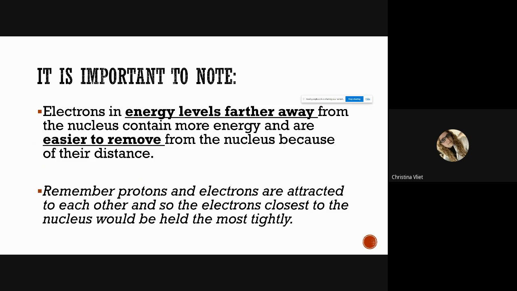Electrons that are located in the energy levels that are further away from the nucleus have more energy. But it's weird, and we're going to spend a whole other lesson talking about this. They're actually easier to remove than electrons that are closer to the nucleus. Why would that be so? If I've got an electron that's right next to the nucleus, whereas I've got an electron that's farther away from the nucleus, this is stating that the electron that's farther away from the nucleus is easier to remove. Does that make sense to you?